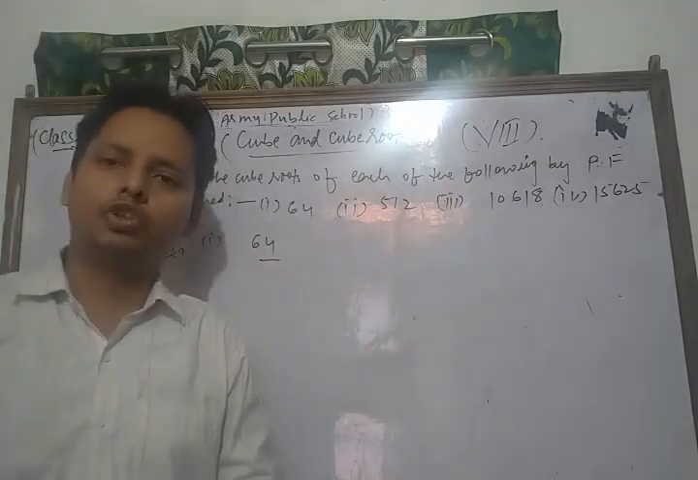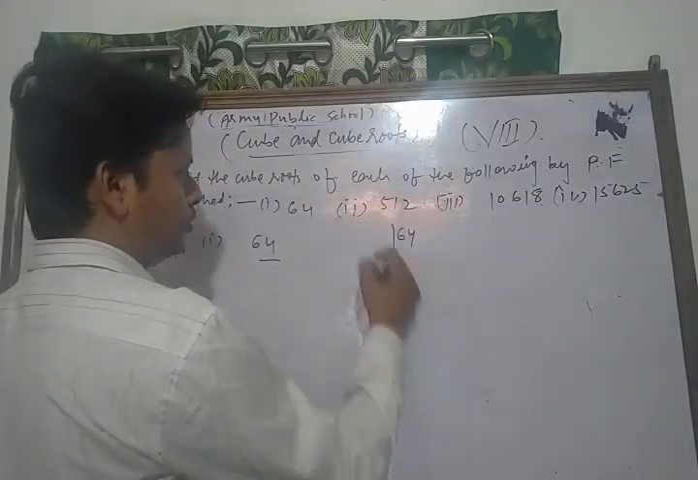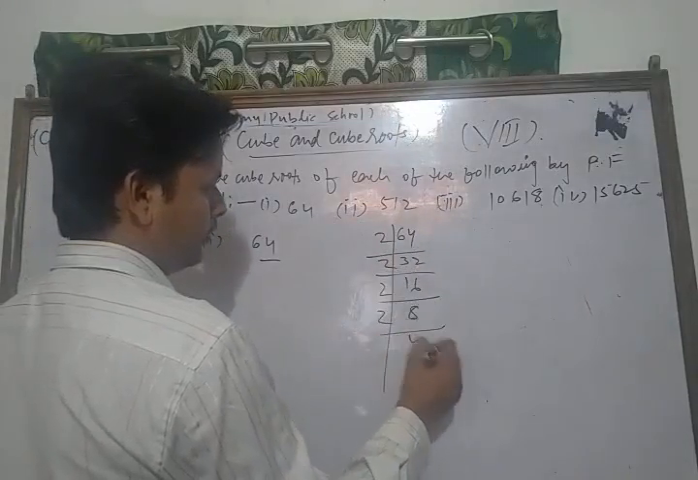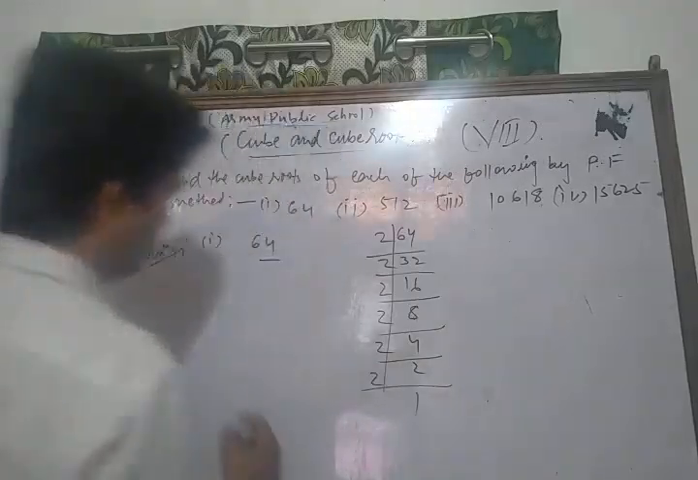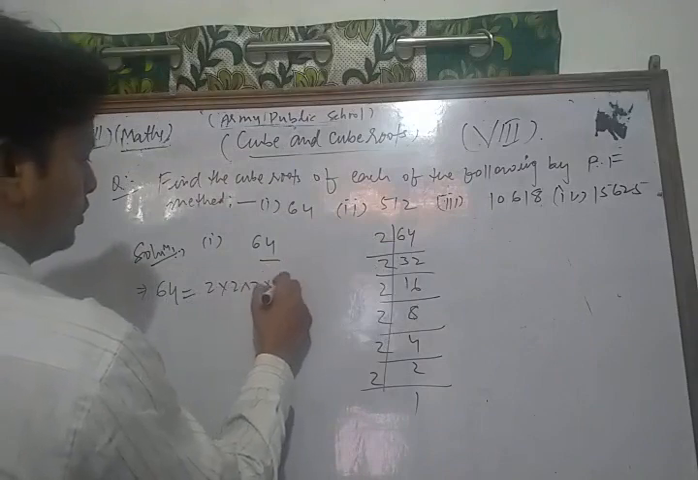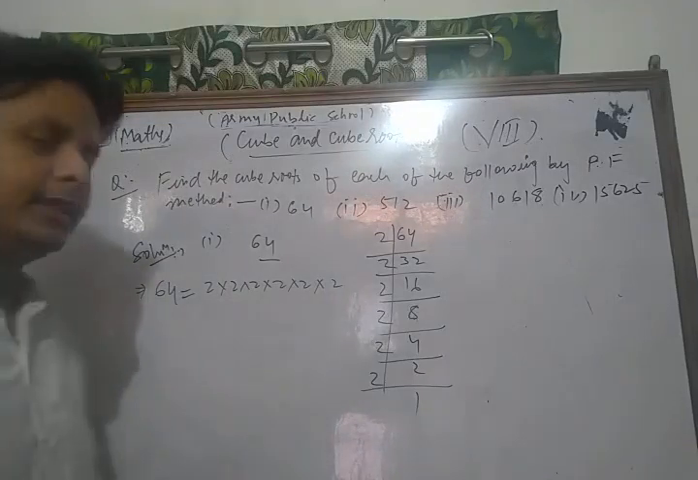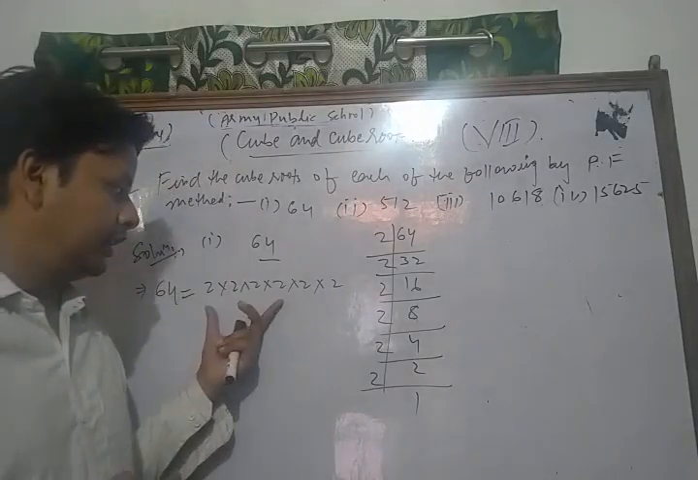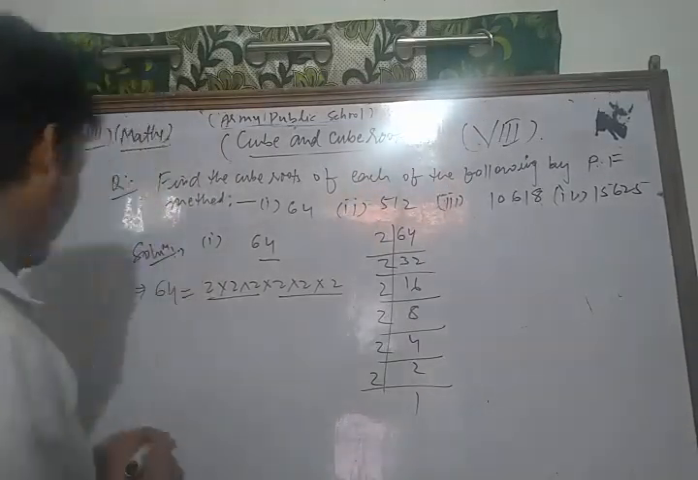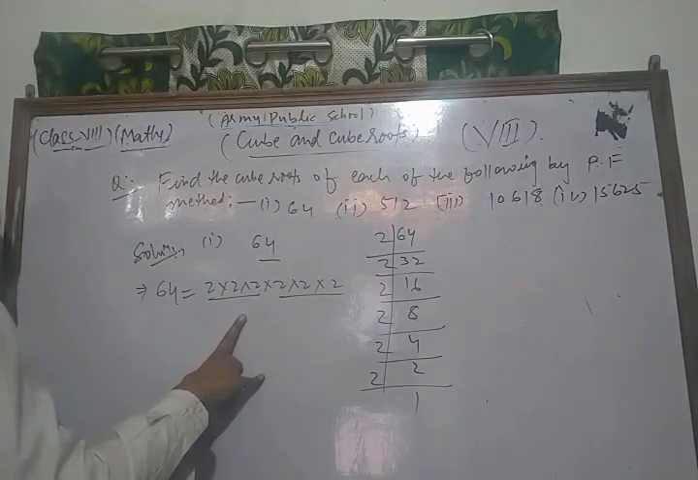So for finding the cube roots, dear student, first of all we do their prime factorization. Let's see. 2 by 2, 2 3s are 16, 8, 4, 2 and 1. Now we can write 64 as 2 into 2 into 2 into 2 into 2 into 2. Now in this way we observe that here we are grouping the factors in triplets of equal factors.